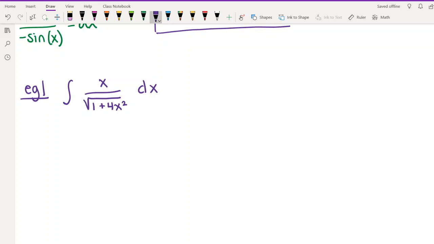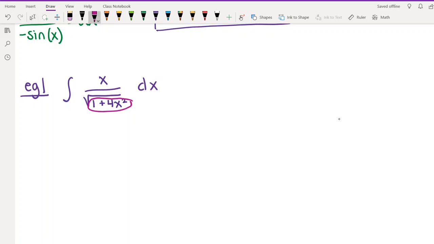So you want to be looking for two things. First of all, do I see the derivative of one of the parts of this function also in the function? Here you might see that the derivative of 1 plus 4x squared is 8x. That's not exactly x, but it's only off by a factor of 8, and as long as your derivative is only off by some constant multiple, that's okay. And the other thing you want to think about is, if I were to make that substitution, would I be left with something I know how to take the antiderivative of? And you would, right? You would have 1 over the square root of u.